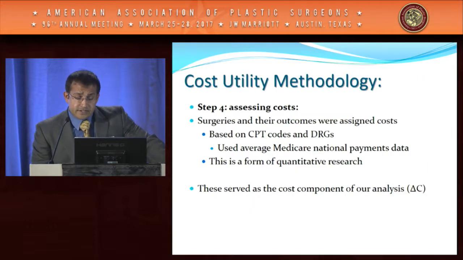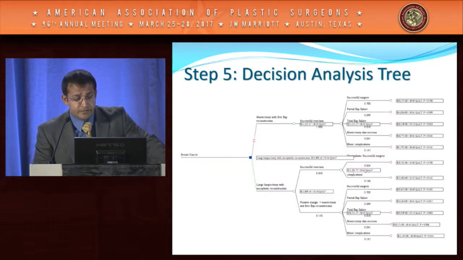The next step is assessing costs, and we assign costs to each outcome. This is based on CPT codes and DRGs off of Medicare national payment data, and this is the cost component, the delta C, of our study.